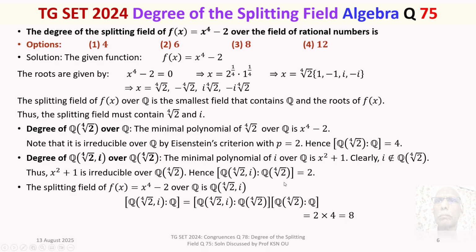So the degree of the splitting field of f(x) = x to the power of 4 minus 2 over Q is 8. Where is 8? Option 3. So the answer to this question is option 3. That is the detailed discussion of the solution of the problem related to the degree of splitting fields.